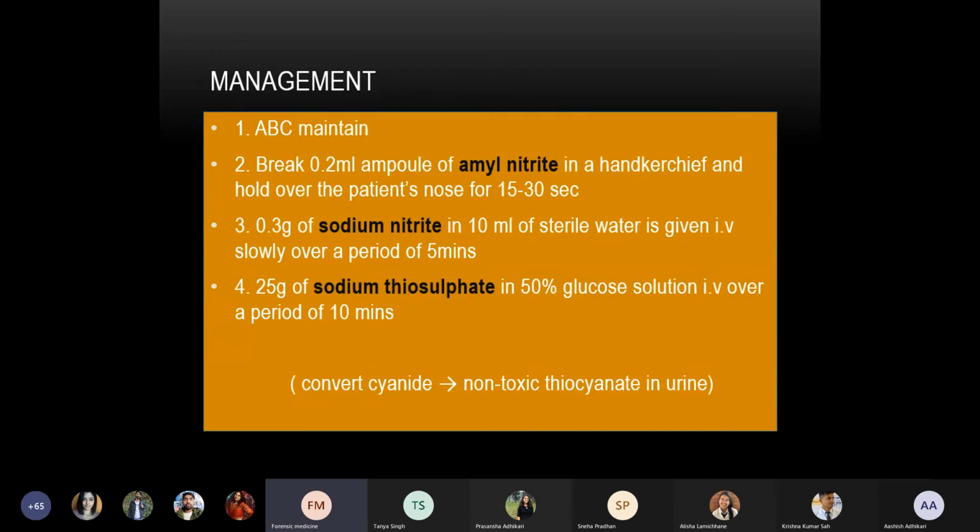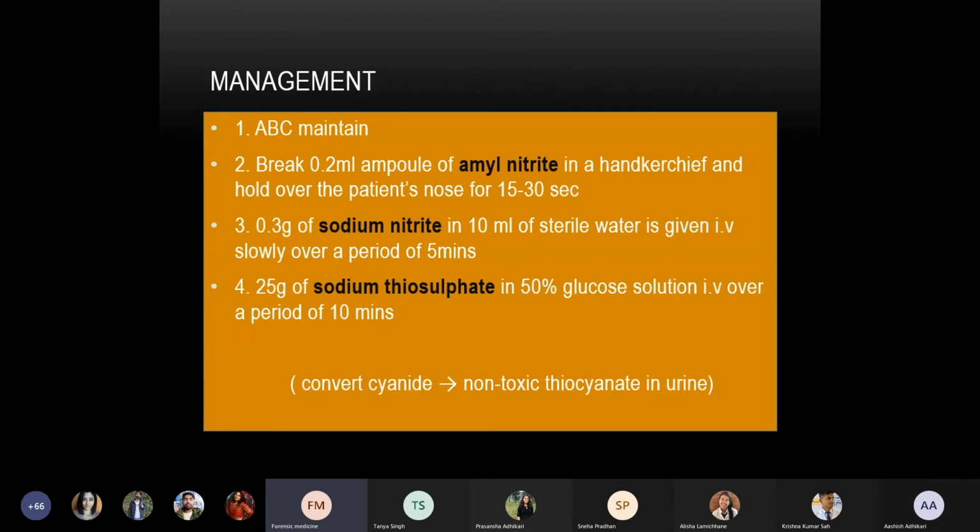And the management of cyanide poisoning. The aim of the treatment in case of cyanide poisoning is to convert toxic cyanide into non-toxic thiocyanate, which is excreted in the urine. First, we should maintain airway, breathing, and circulation. After that, break a 0.2 ml ampoule of amyl nitrite in a handkerchief, and it should be held to the patient's nose for 15 to 30 seconds. That is the first step after the ABC method.